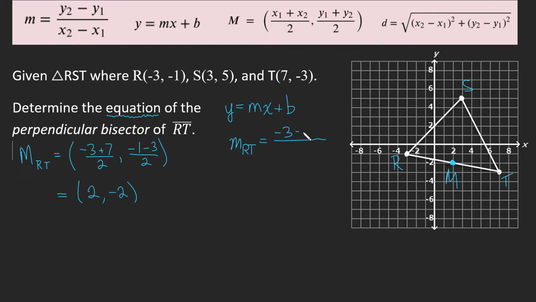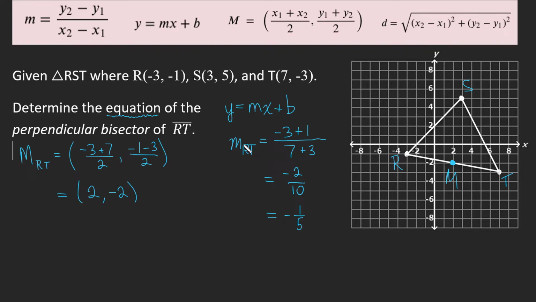-3 take away -1, and 7 take away -3. -3 plus 1 is -2, and 7 plus 3 is 10. So my slope looks to be -1/5, and we can always check that by counting. Down 1 over 5, down 1 over 5. Yes, my slope is -1/5, and you always want to do it mathematically, not just by counting squares on the graph.